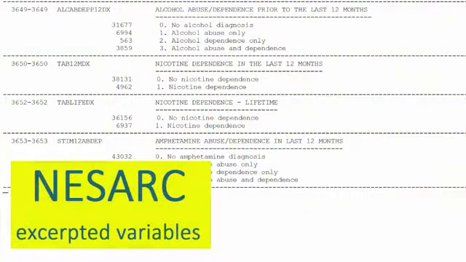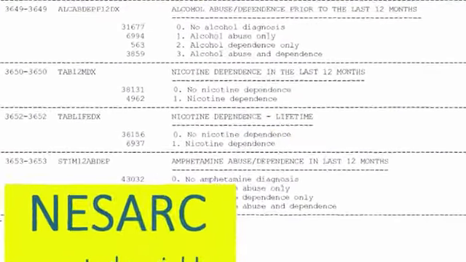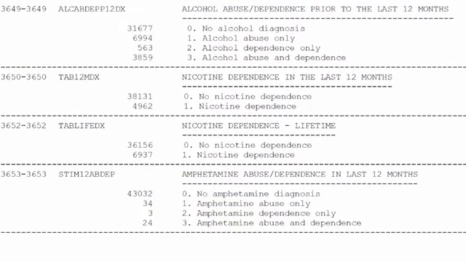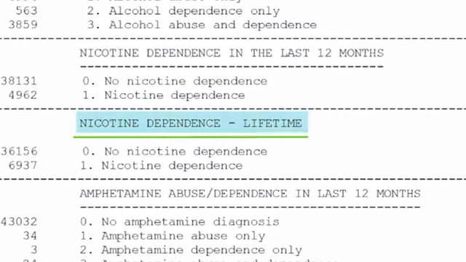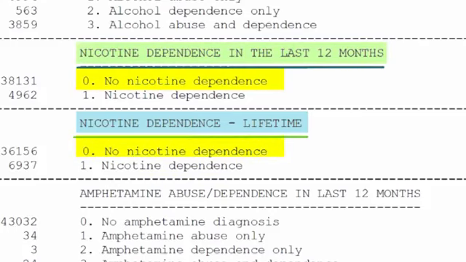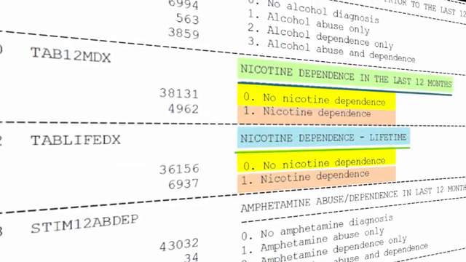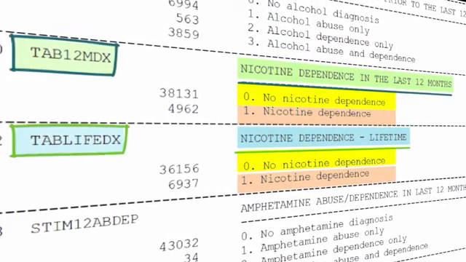Our example comes from the NESARC dataset, and our chosen topic is nicotine dependence. There are several variables related to nicotine dependence, and we can see two here: lifetime nicotine dependence and nicotine dependence in the past 12 months. A value of 0 for each of these variables indicates no nicotine dependence, and a value of 1 indicates the presence of nicotine dependence. The names of these variables are TAB12MDX and TABLIFEDX. We'll use these variable names when we begin to work with the data.